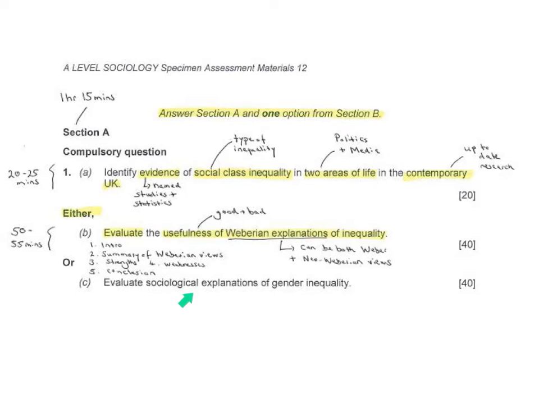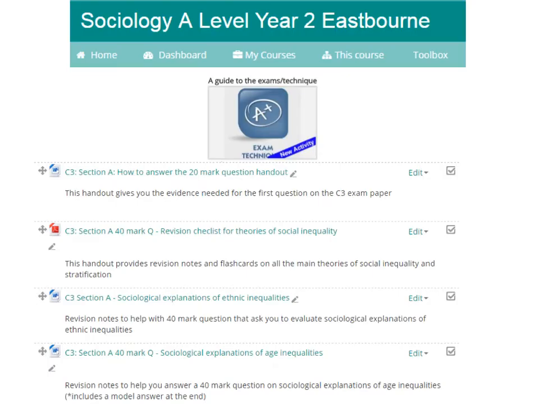So liberal feminism, Marxist feminism, and radical feminism, again outlining the theories and also looking at some of their strengths and weaknesses. So to be fully prepared for the 40-mark question on section A of the exam, it's really important to master all of the theories of social inequality.